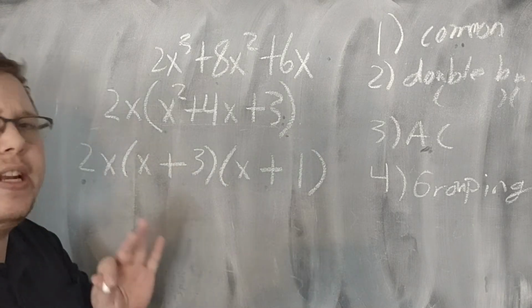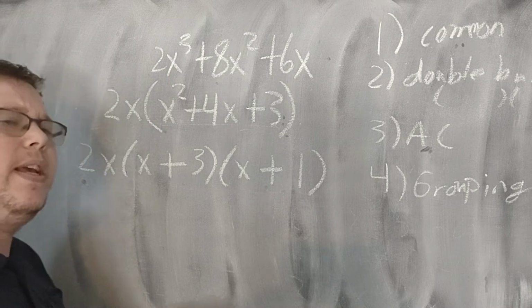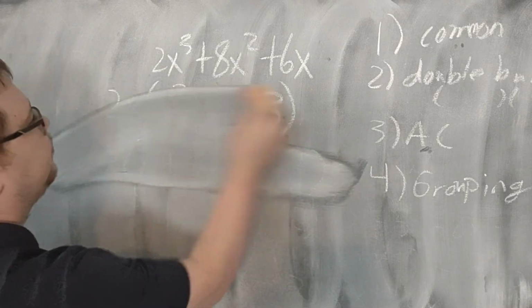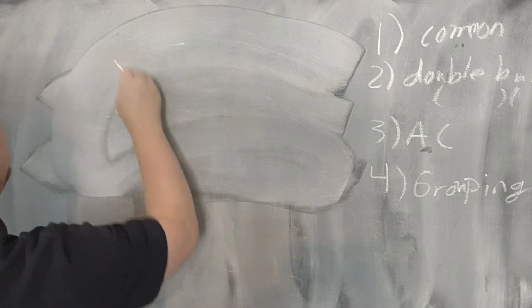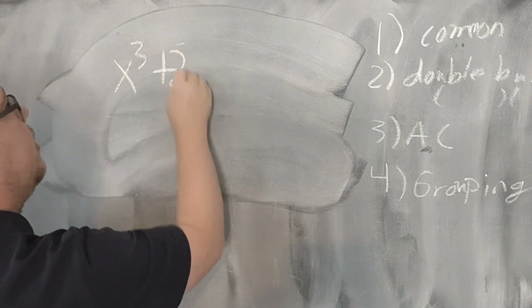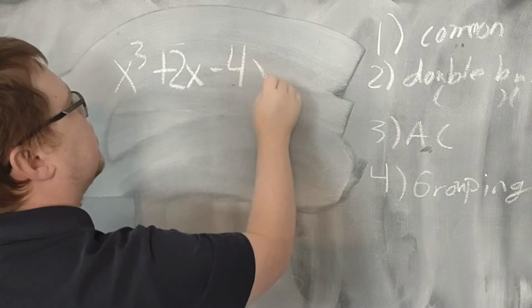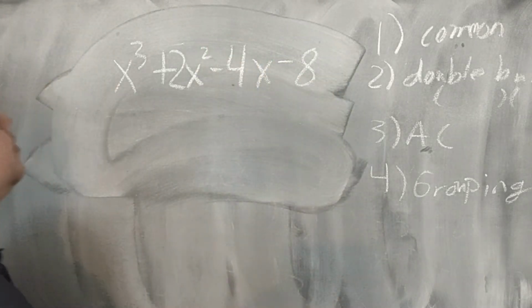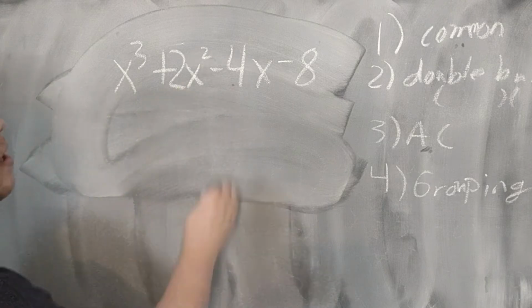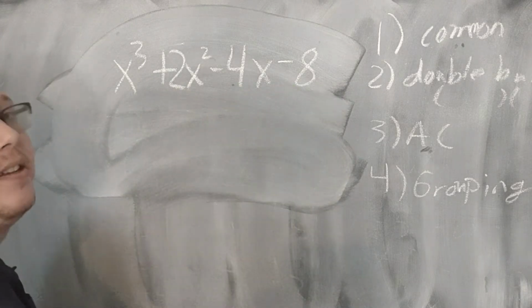Okay, let's look at another problem that's probably going to be a little bit new for some people. What if I have this? x cubed plus 2x, oh, that's squared, minus 4x minus 8. So x cubed plus 2x squared minus 4x minus 8.